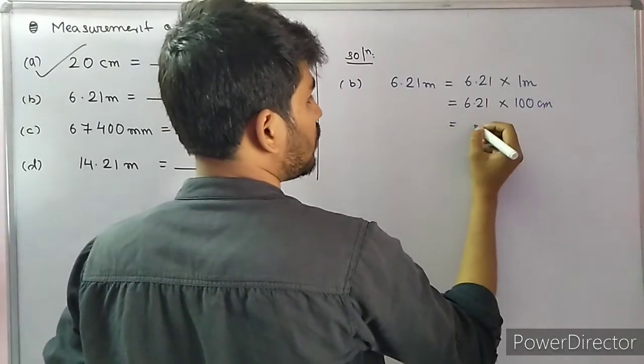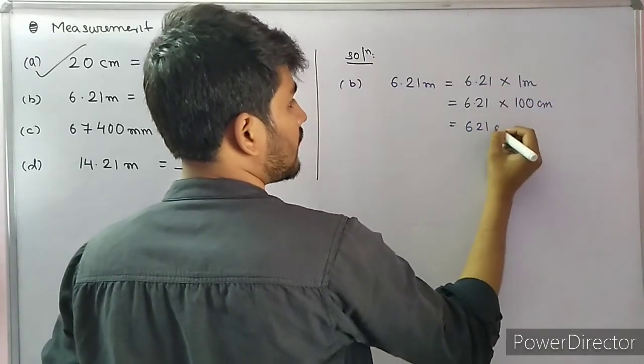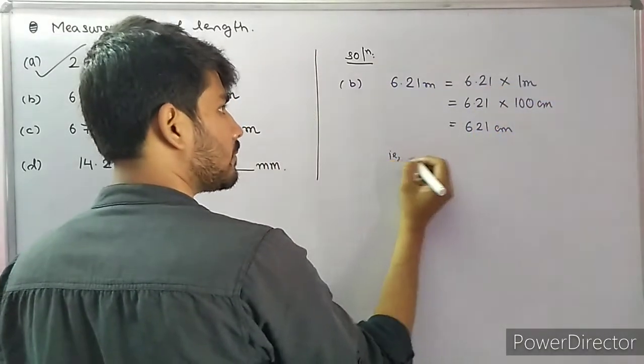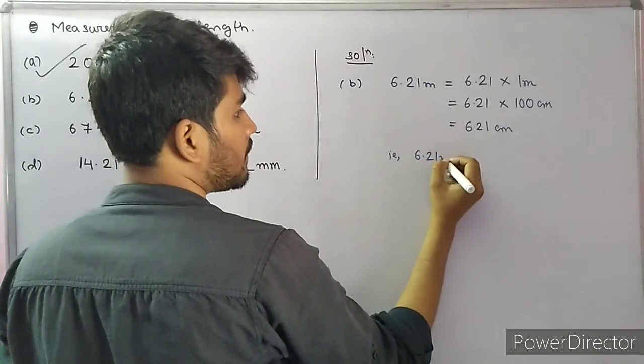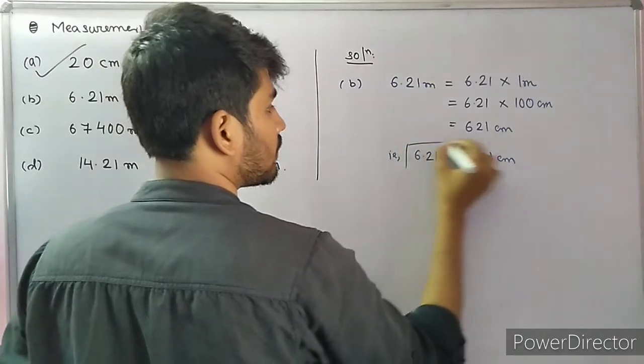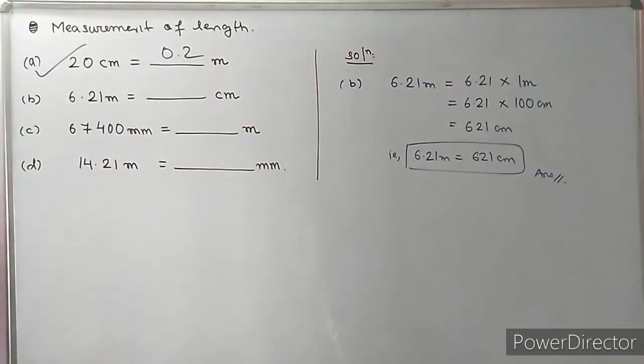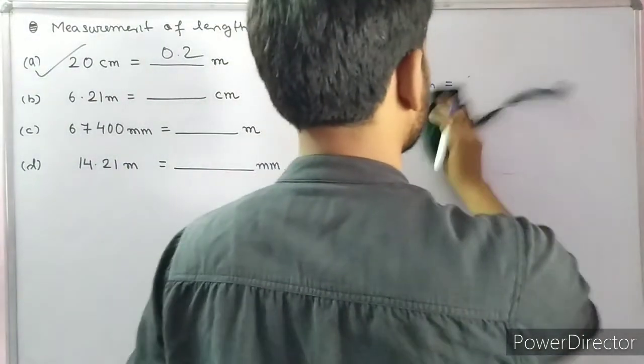That is, this is equals to 621 centimeter. That is, 6.21 meter is equals to 621 centimeter. Answer. I hope it's clear. Clear? Clear. So next.